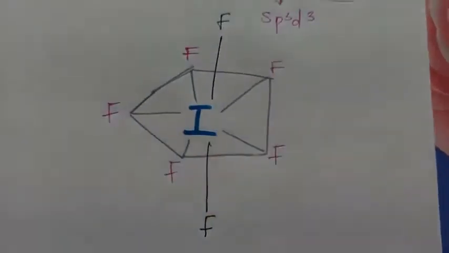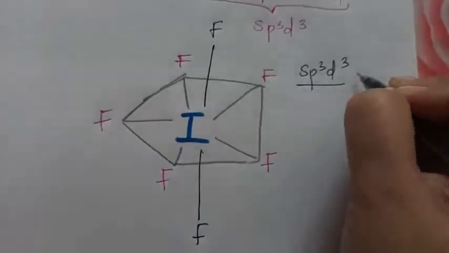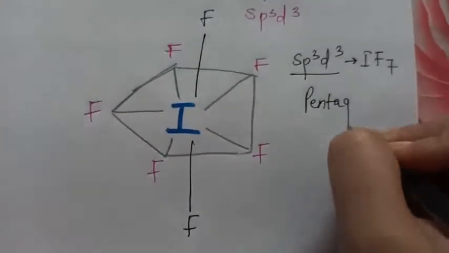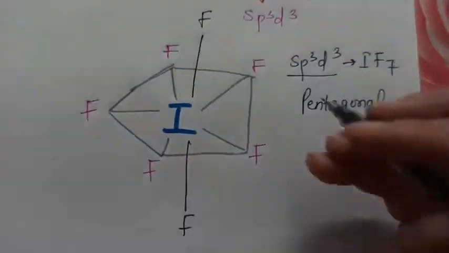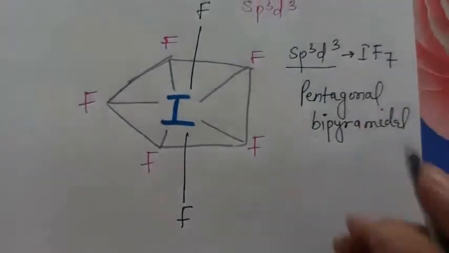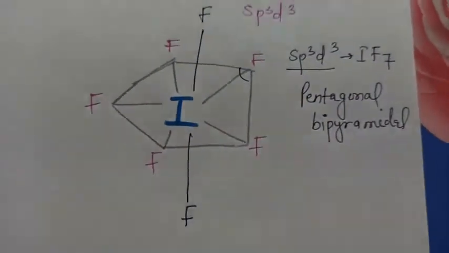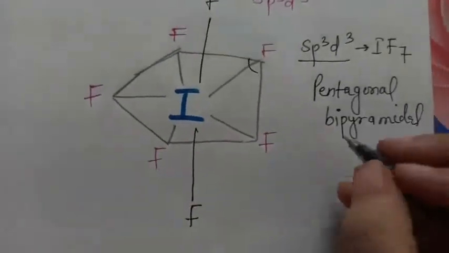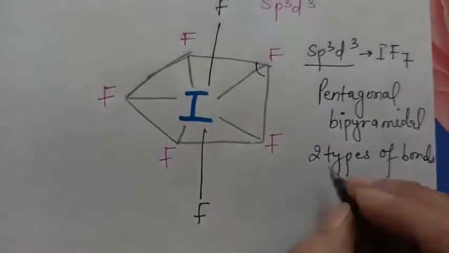This geometry is called pentagonal bipyramidal. So remember, in sp3d3 hybridization, the example is IF7, which has the geometry pentagonal bipyramidal. Pentagonal bipyramidal. 5 angles, these 5 angles. देखिए यहाँ भी दो तरह के बॉन्ड्स हैं, जैसे PCl5 में थे, वहाँ 3 इक्वेटोरियल थे, यहाँ 5 इक्वेटोरियल बॉन्ड्स हैं. 2 टाइप्स ऑफ बॉन्ड्स हैं, यहाँ पे भी 2 टाइप्स ऑफ बॉन्ड्स आर देयर.